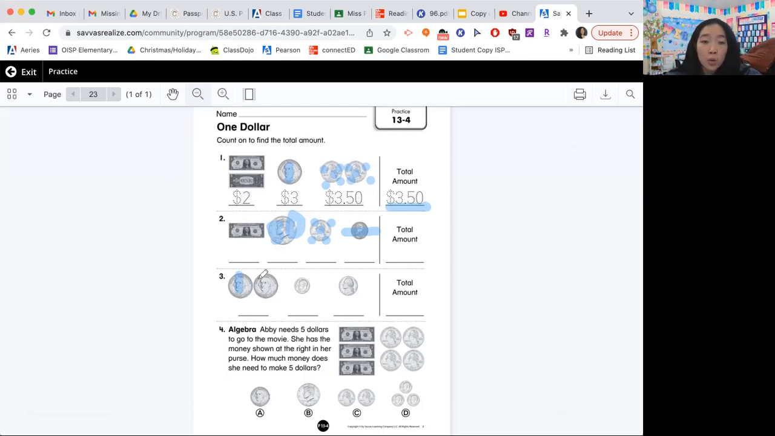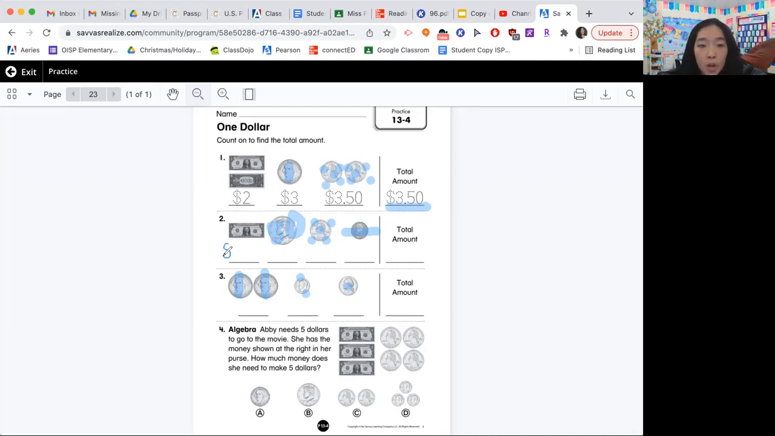Here we have another dollar coin. We have a dime, which is worth 10 cents, so 2 dots, and then a nickel, which is worth 5 cents, which is 1 dot. All right, so here we've got a dollar.